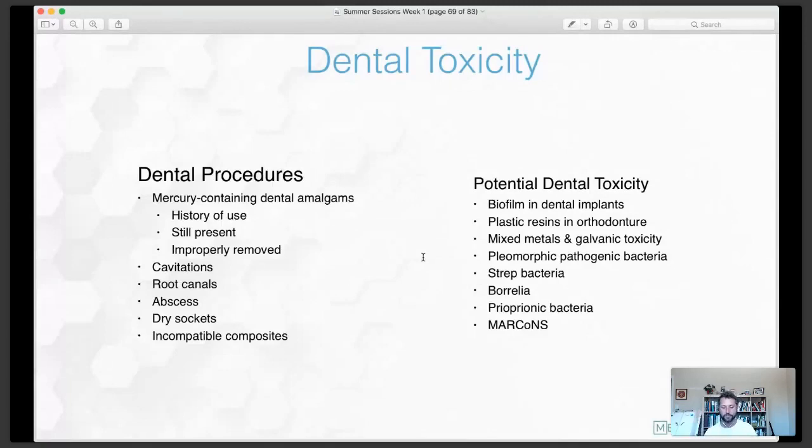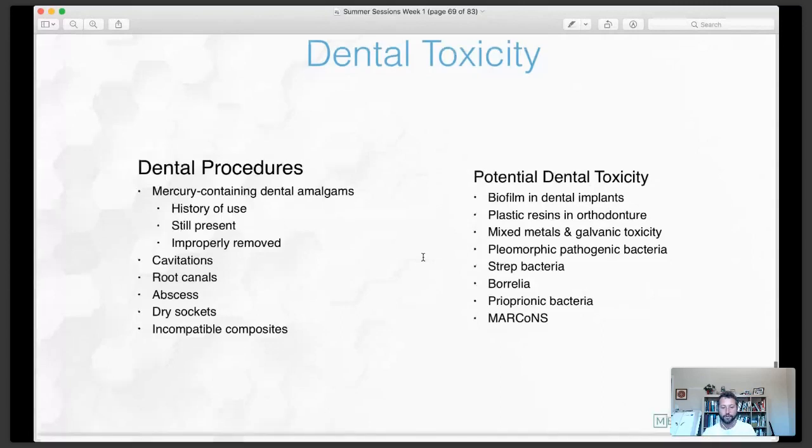Incompatible composites, so using metals or using some plastic that's not compatible. And some of these toxicity issues, so biofilm in implants, plastic resins in orthodontures, mixed metals and galvanic toxicity. When the metal touches the saliva, what does that do? Pleomorphic bacteria, strep, Borrelia in the mouth, propionic bacteria, Marcons, which was initially detected in the jaw, I believe, from the Shoemaker research with the dentist. So you're just taking an inventory of these things.